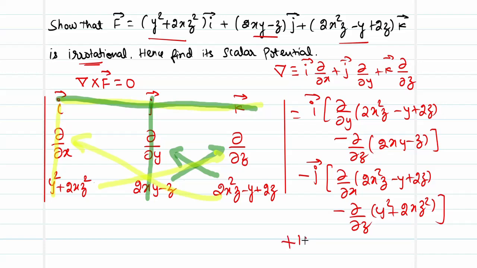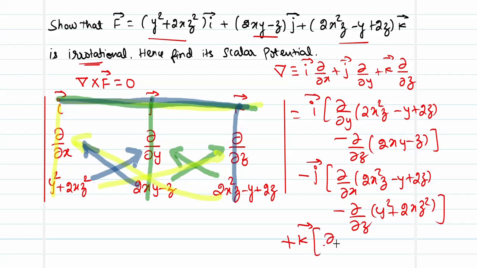Now coming to the last component, which is k. How do we go about the last component k? We will have to hide the k both vertically as well as horizontally. If I am hiding it both vertically and horizontally, what is left out? This has to be cross multiplied now. So, moving on with the cross multiplication, I have this component as ∂/∂x of (2xy − z), minus ∂/∂y of (y² + 2xz²).